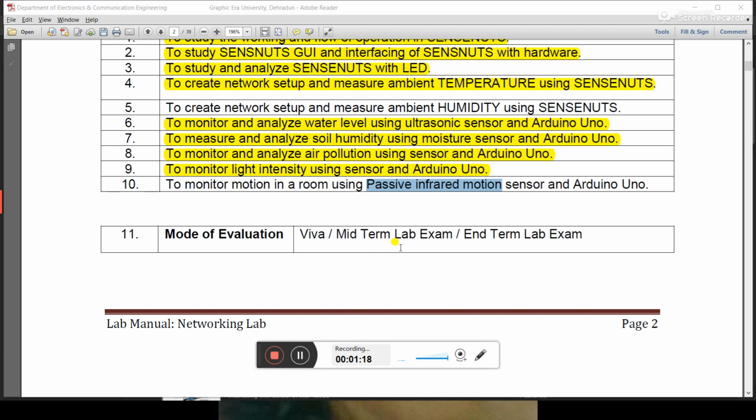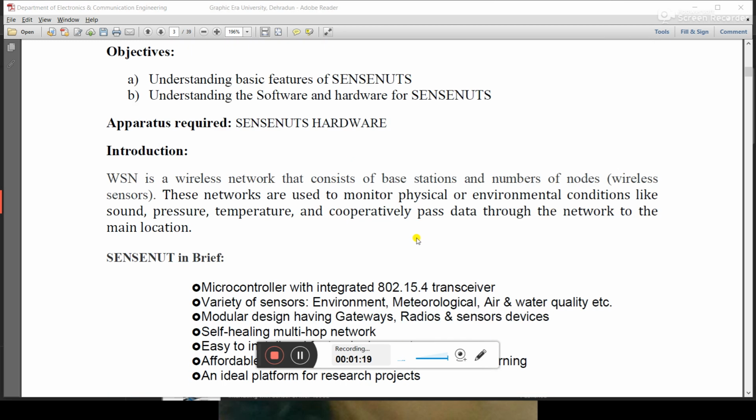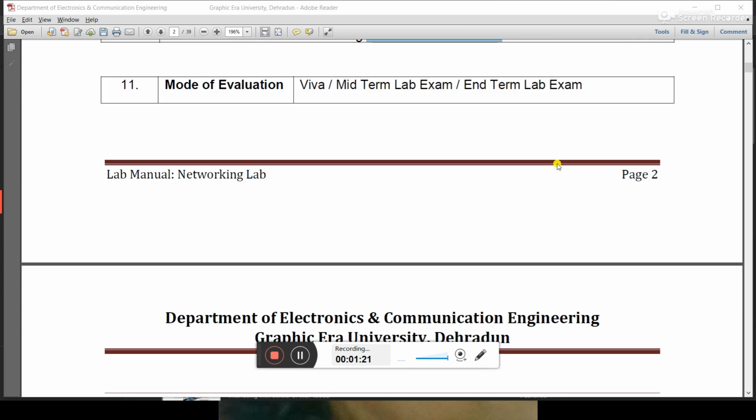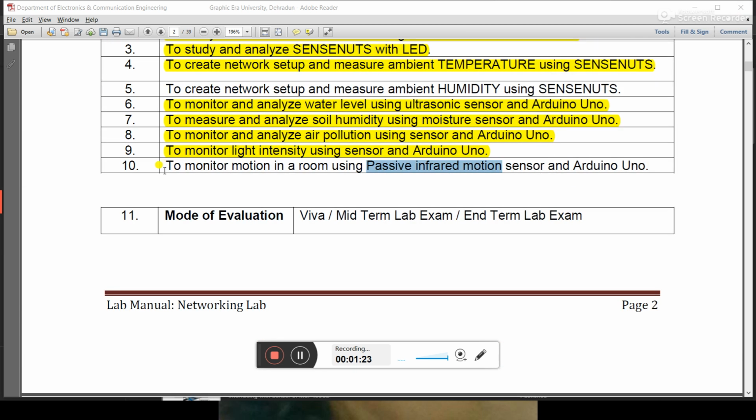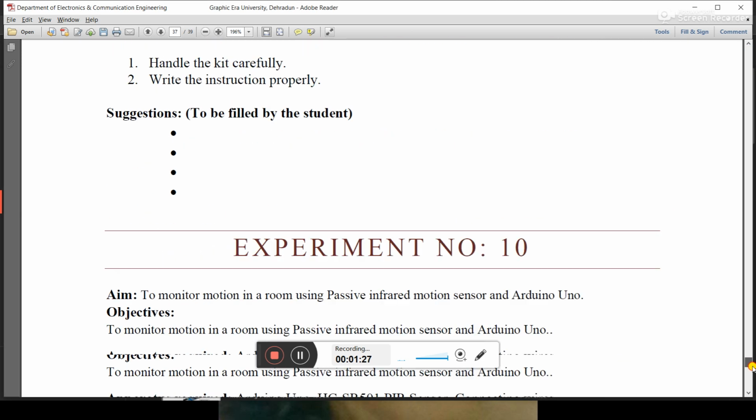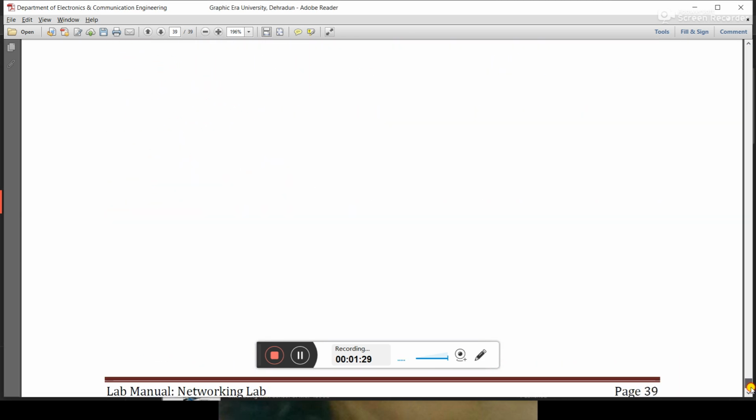So now let's discuss the things. It is the last but one, the 10th experiment in the experimental list. So now let's come to the point.